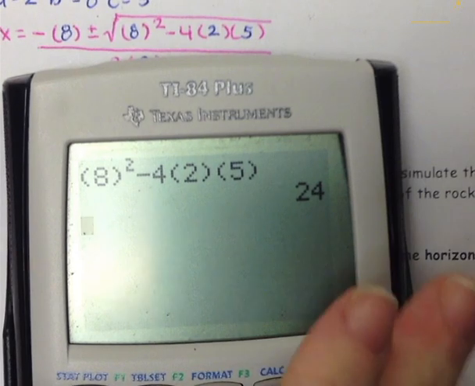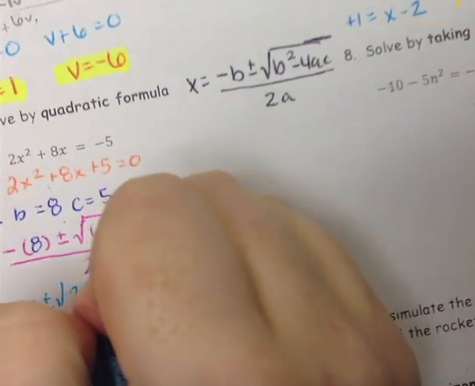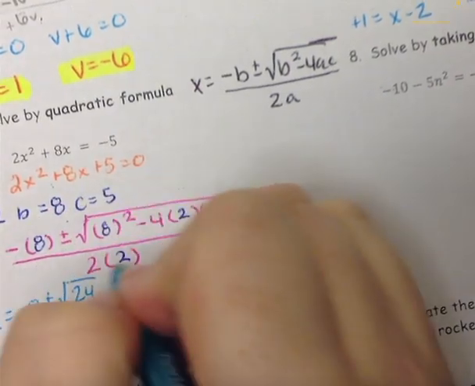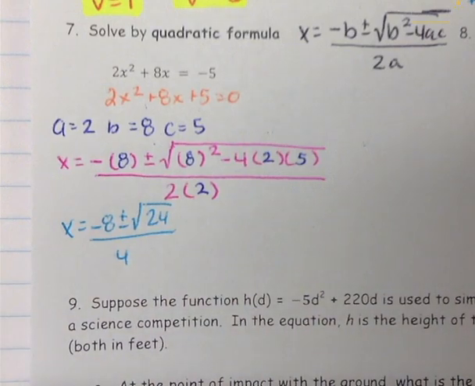This gives me 24, so the discriminant is 24. All over 2 times 2 is 4. Now, because 24 is positive, we're going to have 2 real answers. But because it is not a perfect square, these answers are going to stay with a radical. They're going to be irrational numbers. I need to simplify the square root of 24.